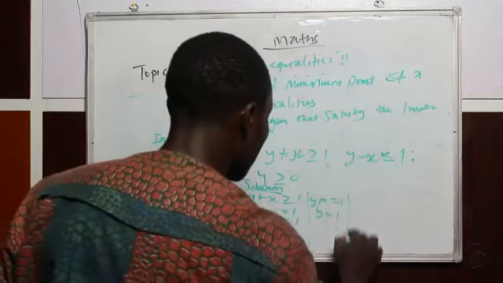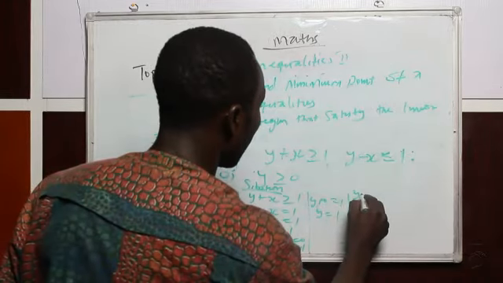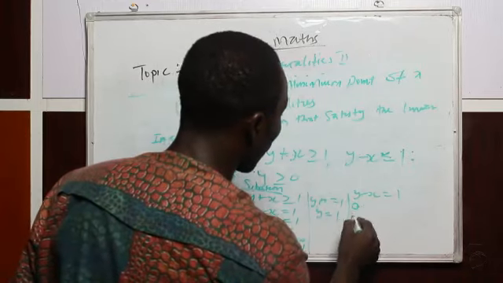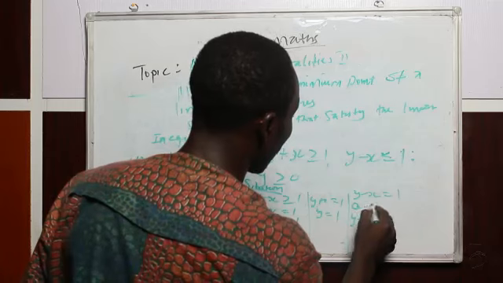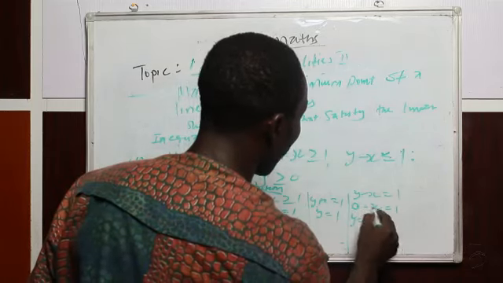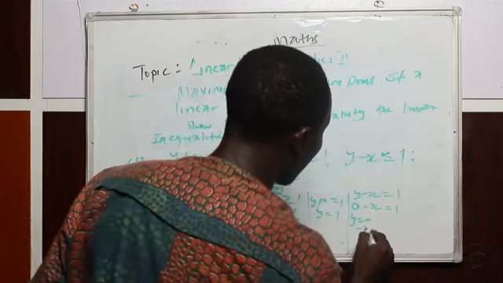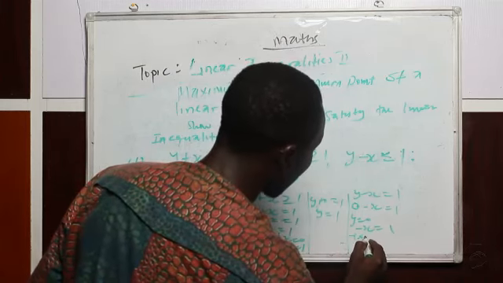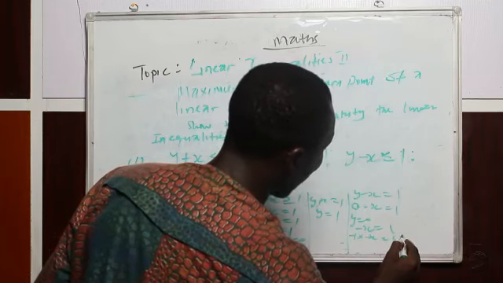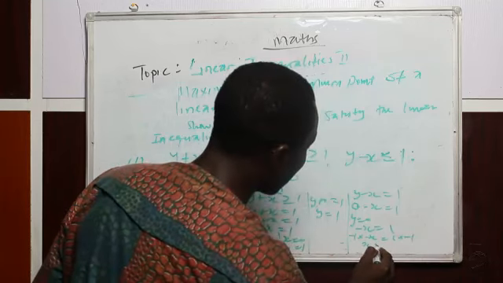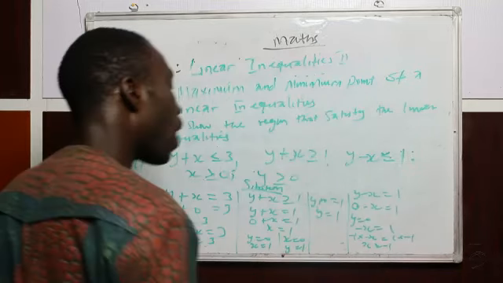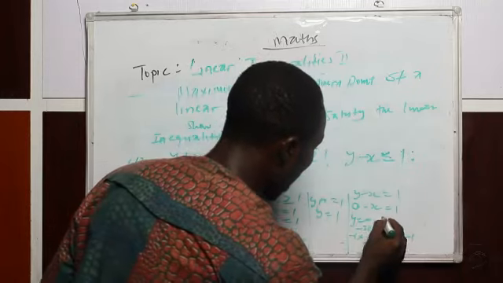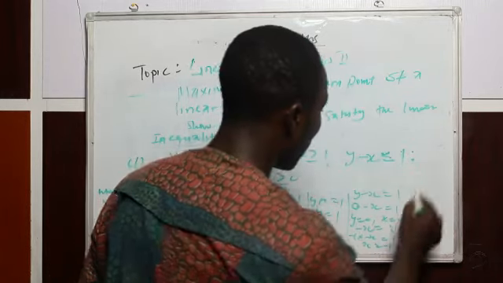Now, the third question stated that y minus x is equal to 1. When y equal to 0, what is our x? We have minus x is equal to 1. Multiply both sides by minus 1. Minus 1 times minus x equal to 1 times minus 1. We now have x is equal to minus 1. So when y was equal to 0, our x was minus 1.